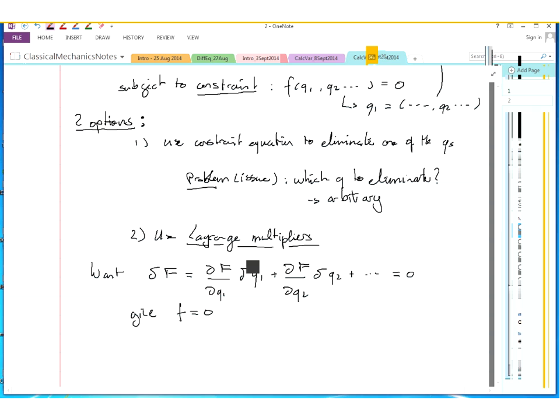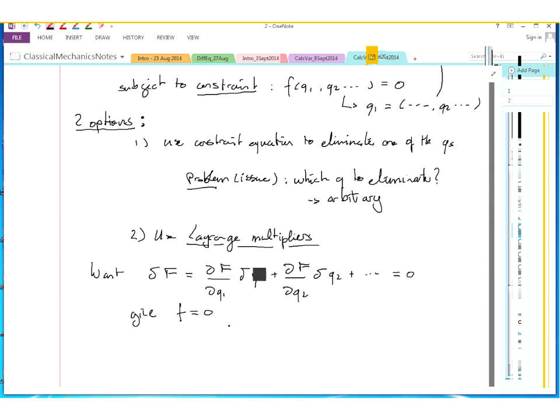Now, we can't just do what we did before and set all of these partial derivatives equal to 0. Remember, the condition for all of these partial derivatives to equal 0 was that we could vary these delta q's independently. So we imposed the condition that we had this vector alpha, and no matter which direction we walk in space, delta f, or f, should not change.